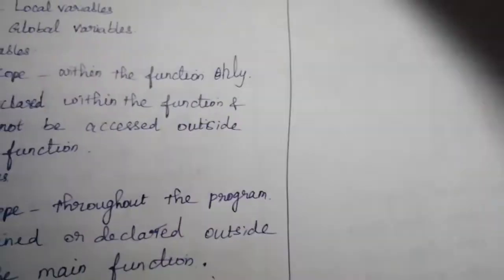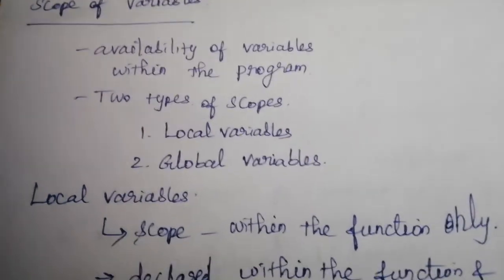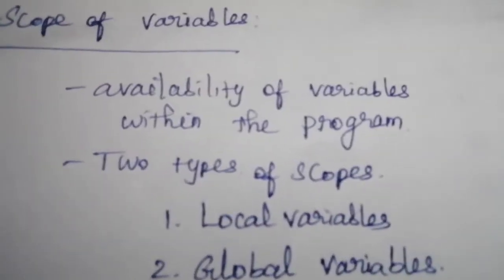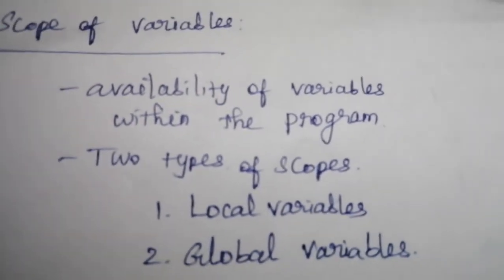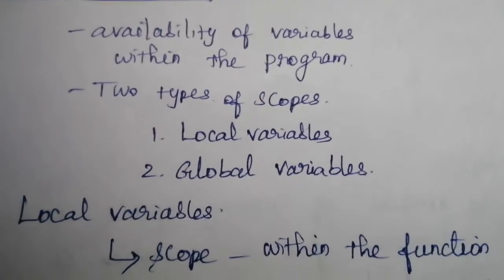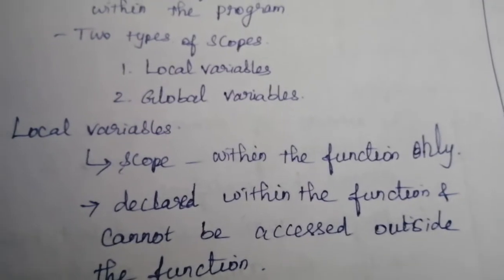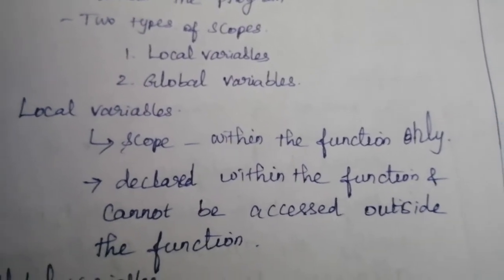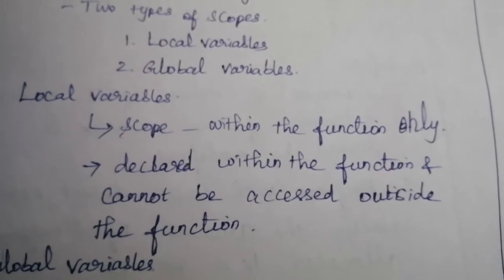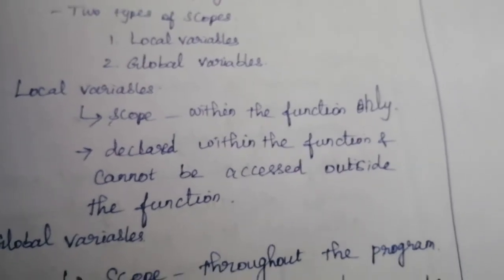Next we are going to discuss the scope of a variable. The scope of a variable defines the availability of the variable within the program. It has two types: local variable scope and global variable scope. Local variables: the scope of local variables is defined within the function only. Local variables can be declared within the function and cannot be accessed outside the function. So this is about local variables.